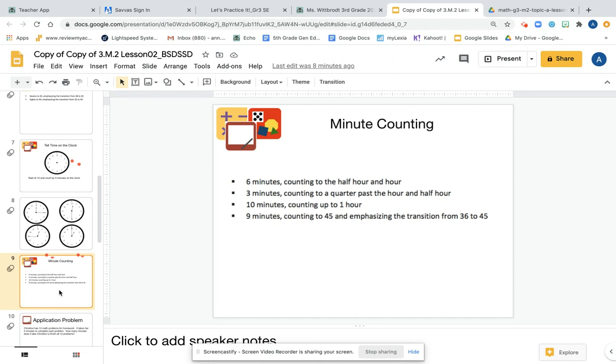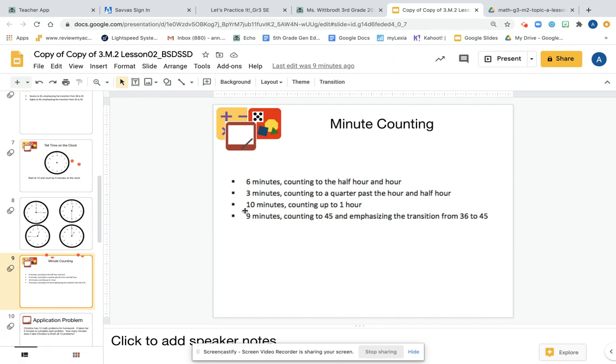Now we're going to pick up and start where we left off on 30, and we're going to count all the way to the hour. All right. 36, 42, 48, 54, 60. So we're going to stop there because there are 60 minutes in 1 hour.